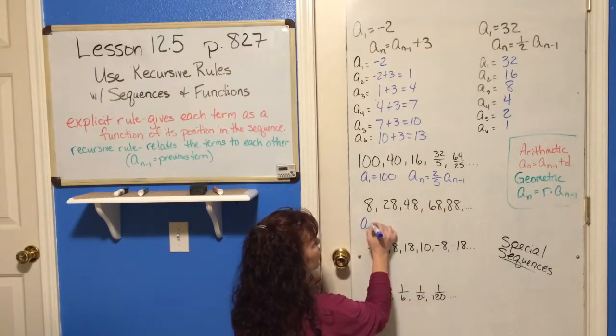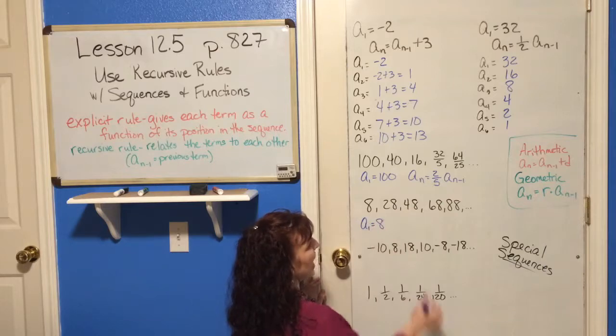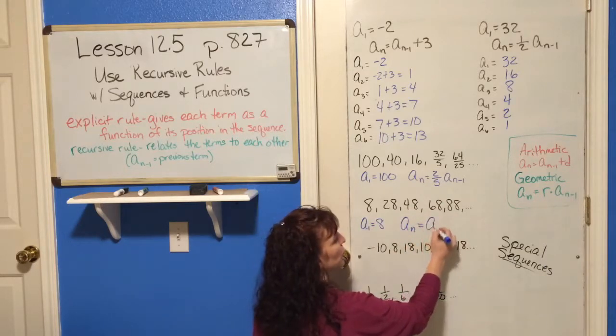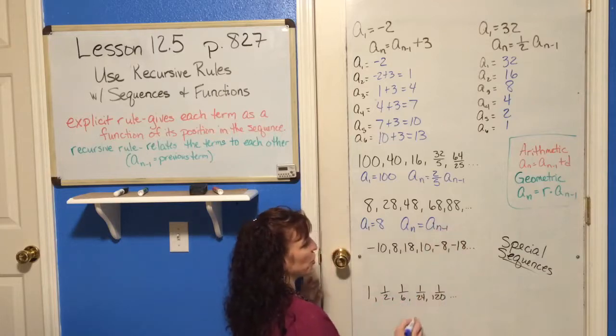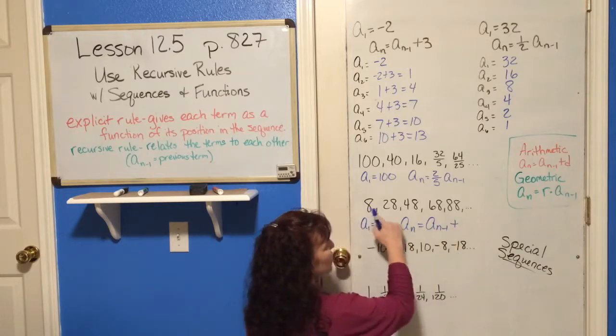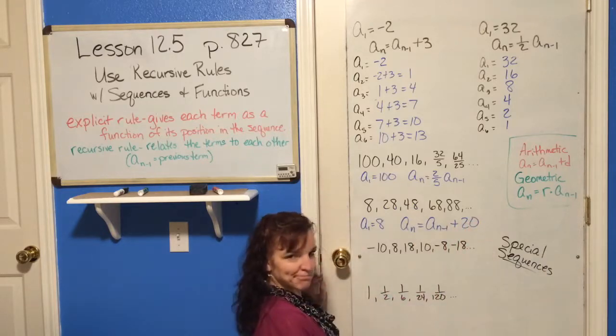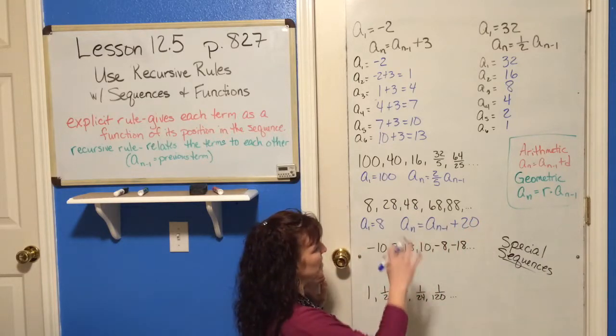So the first term is 8. And then every term after that is going to be the previous term, so the n minus 1 term, plus, in this case, we're adding 20 each time, so plus 20. All right, because that's the common difference between them.